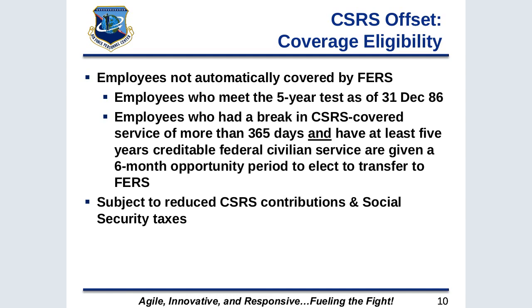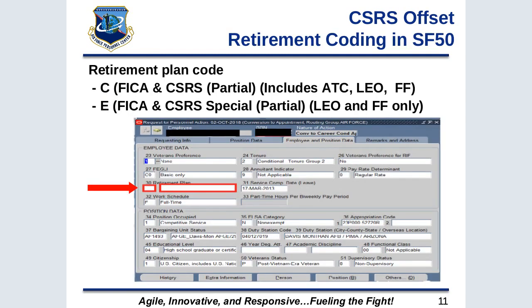With CSRS Offset, the employee is subject to reduced CSRS contributions and Social Security taxes. This is also in reference under the CSRS and FERS Handbook on the opm.gov website, Chapter 10. On the next slide, we will look at the SF50 Block 30 for retirement coding for CSRS Offset.